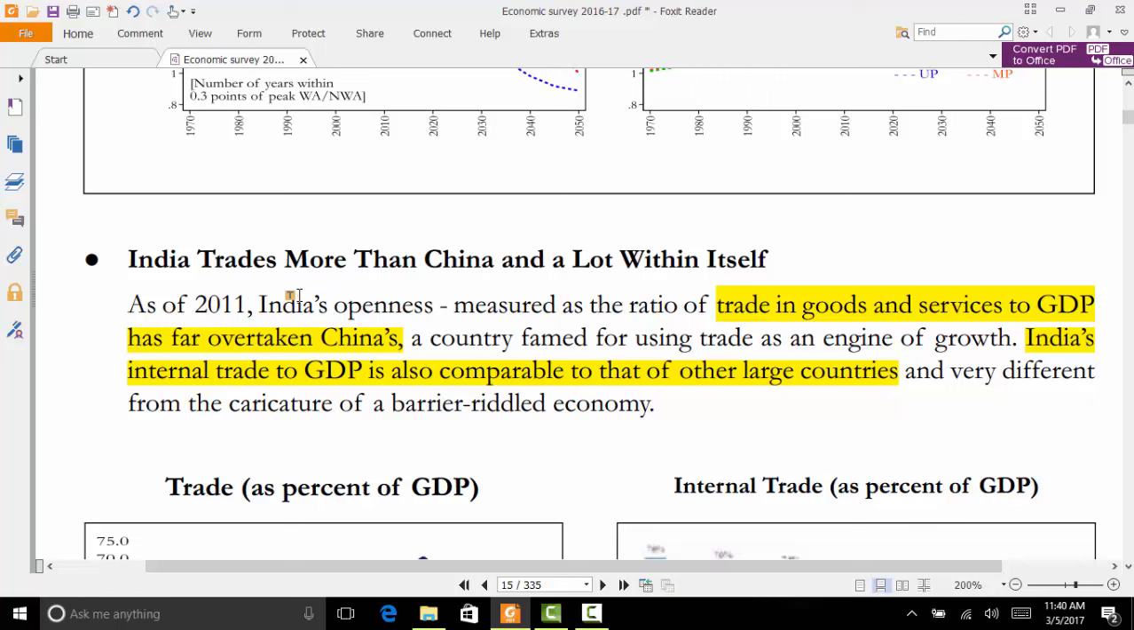Coming to next, India trades more than China and a lot within itself. So it tells about India's openness to trade. In comparison to China, India trades more, and more of our trade is within India, across the states. So India's internal trade to GDP is also comparable to that of other large countries and very different from the caricature of a barrier-riddled economy.